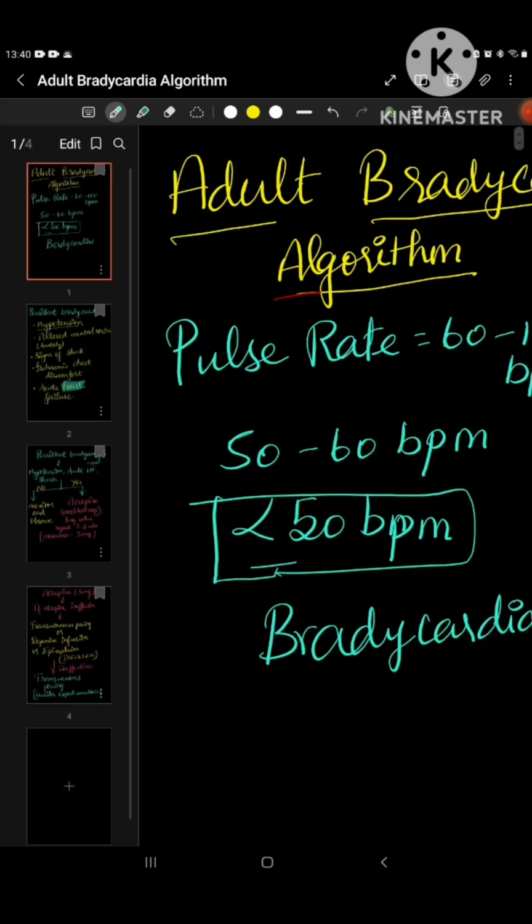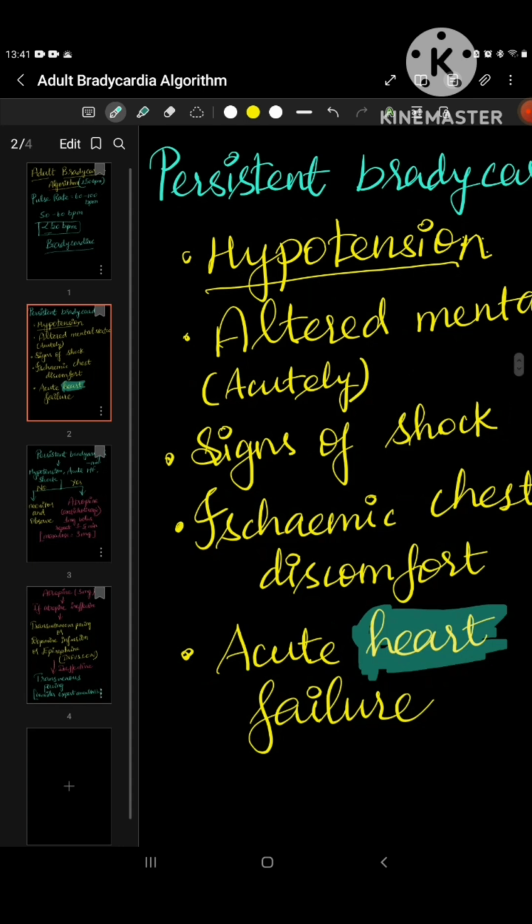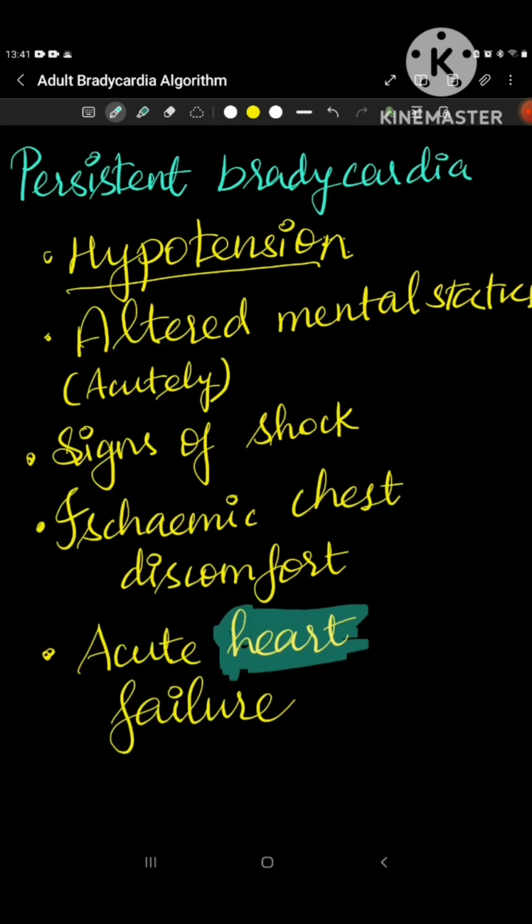If a patient comes to you with bradycardia, that is nothing but less than 50 beats per minute, and it is persistent, we will consider the patient as a bradycardic patient. Next, we will look for signs and complications.